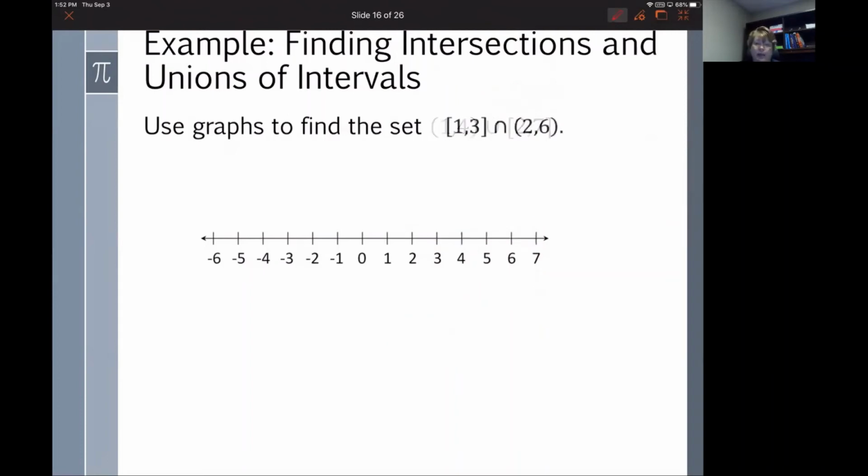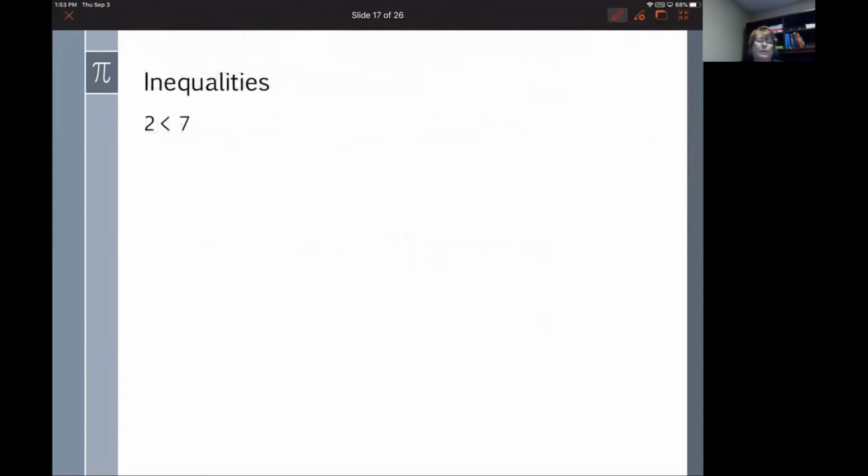So an intersection is where the two sets overlap. The union is when you join the two sets, two intervals together. All right, let's talk about solving inequalities. So would you agree that this inequality is true? 2 is less than 7. 2 is to the left of 7 on the number line.